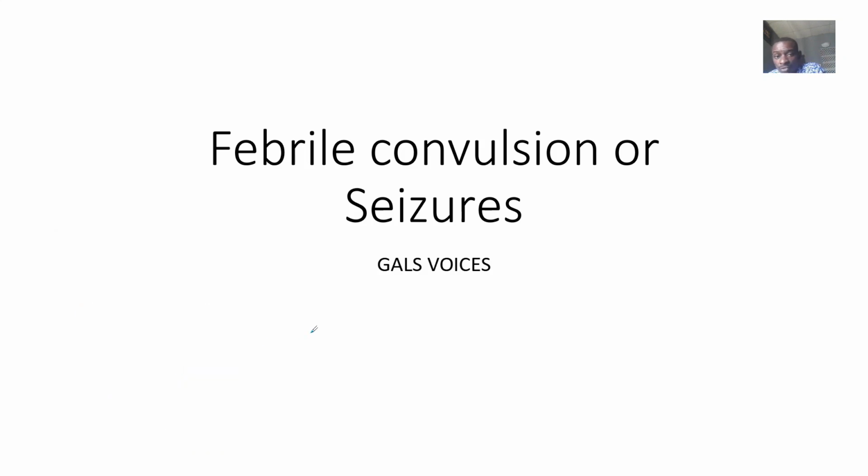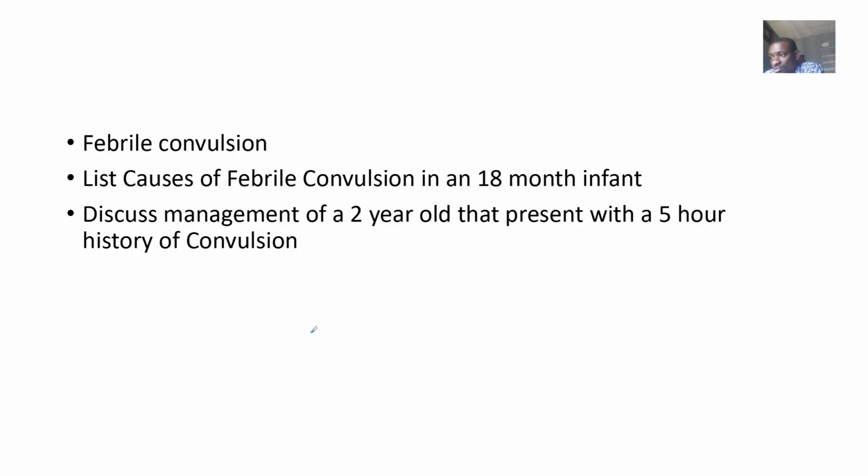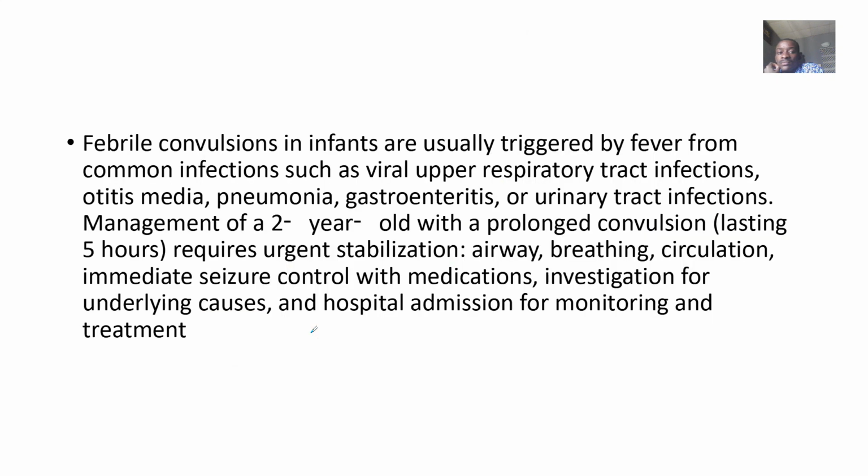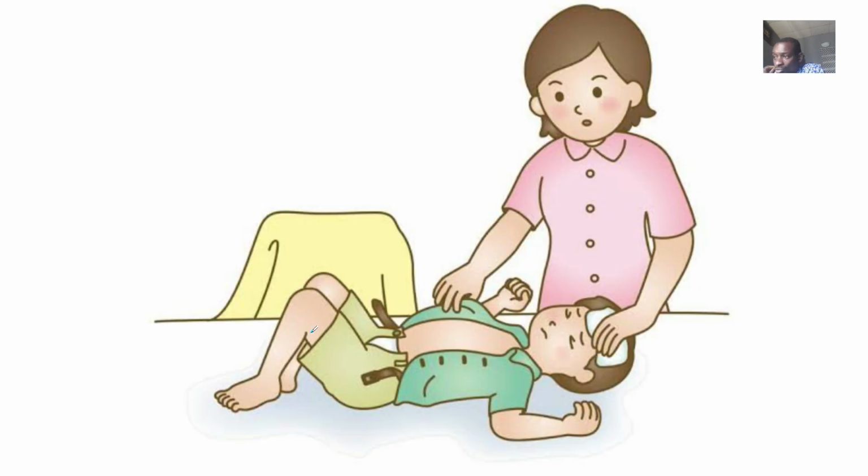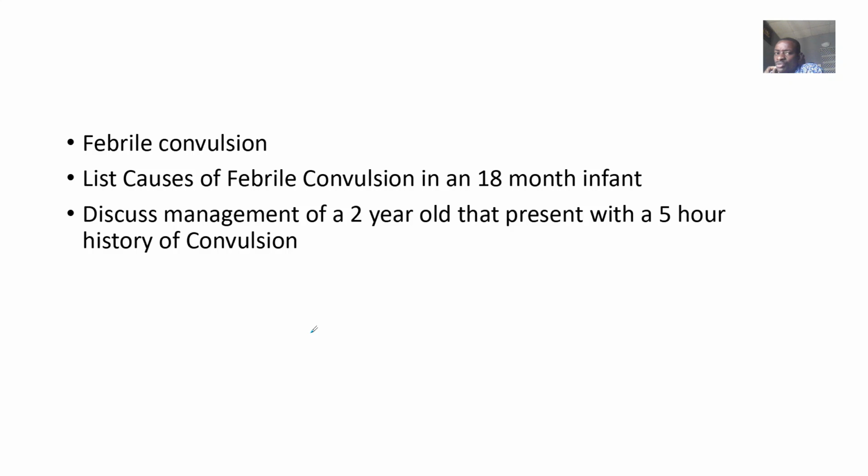For the second to the last question, we have to talk about febrile convulsions or febrile seizures. They said you should define febrile convulsions. You should list causes of febrile convulsions in an 18-month infant, the baby is actually 1 year 6 months. Then you should also discuss management of a 2-year-old patient that will present with a 5-hour history of convulsions. So 3 questions under here.